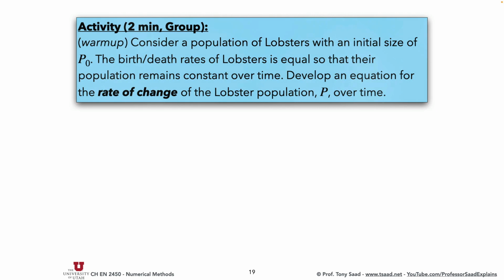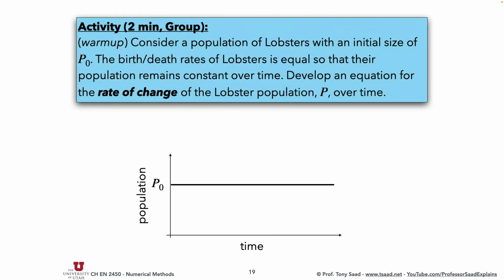Okay, we have to start with a warm-up. So first, consider a population of lobsters with an initial size of P0. Assume that the birth and death rates of lobsters are equal. Now I'm talking about rates. Okay? So that their population remains constant over time. Now develop an equation for the rate of change of the lobster population over time. So dP by dt. Rate of change of the population over time.